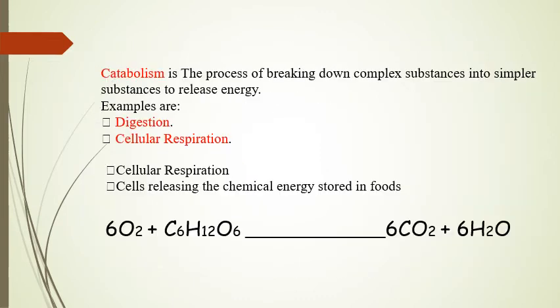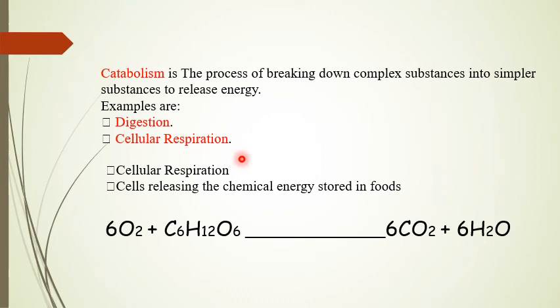Catabolism is the opposite of anabolism. It is the process of breaking down complex substances into simpler substances to release energy. Examples of catabolism are digestion and cellular respiration.